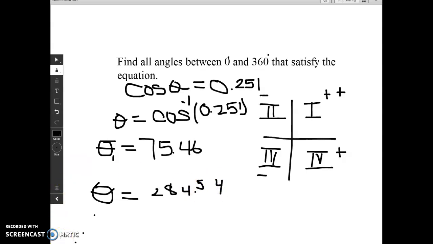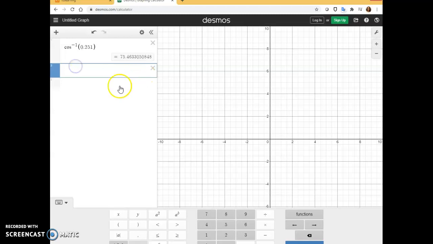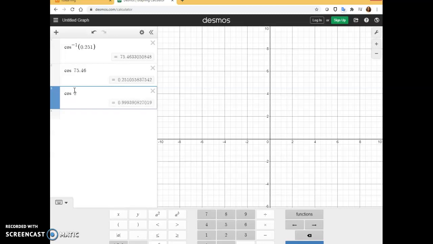You know what? Let's check our answers. First, I can just type in cosine of 75.46. I get 0.251. Okay, so we know that that one is correct. Let's do the other one. Let's do the cosine of 284.54. Oh, 0.251 as well. So we know that those are both correct.